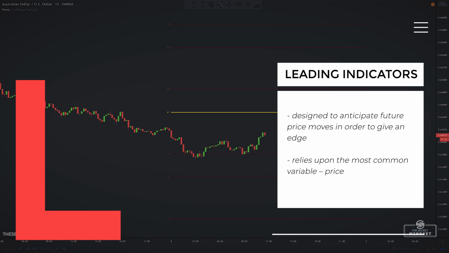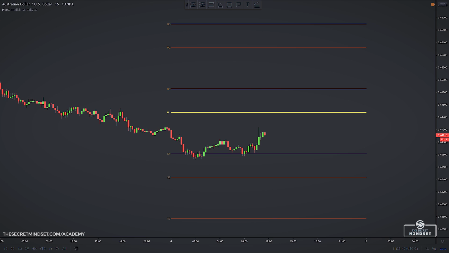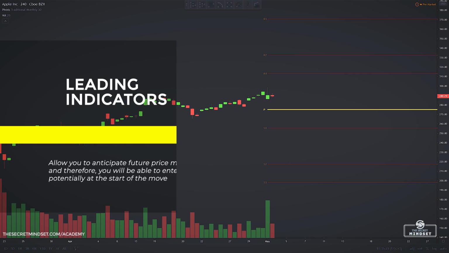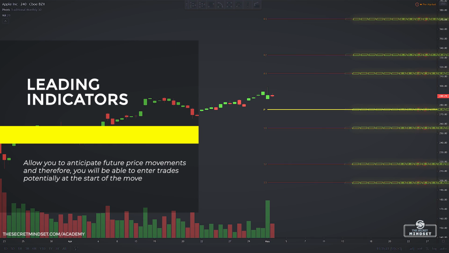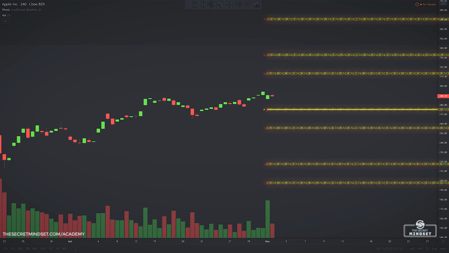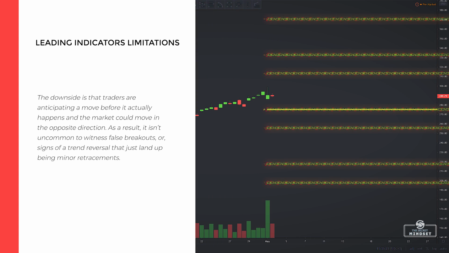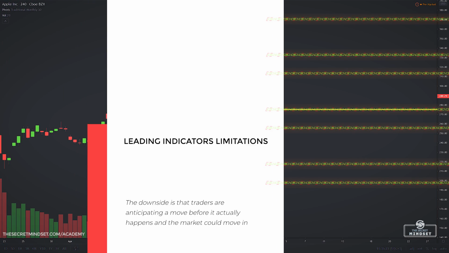As magical as it sounds, a leading indicator relies upon the most common variable, price. A leading indicator will allow you to anticipate future price movements, and therefore you will be able to enter trades potentially at the start of the move. The downside is that traders are anticipating a move before it actually happens, and the market could move in the opposite direction. As a result, it isn't uncommon to witness false breakouts or signs of a trend reversal that just end up being minor retracements.